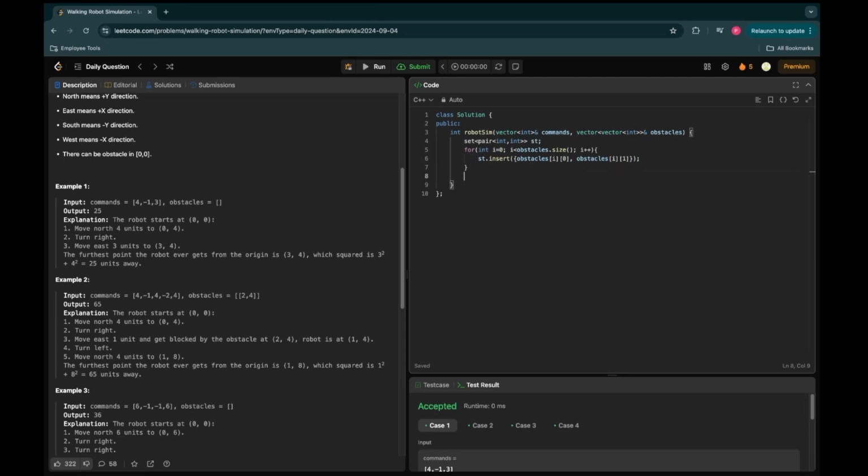Now what we need to do is create a direction vector, right? Starting with the north direction, which is 0 comma 1, and then east, which is 1 comma 0, and then south, which is 0 comma minus 1, and then west, which is minus 1 comma 0, right? And the starting coordinates are x equals 0 and y equals 0, right? So let's start with the commands loop.